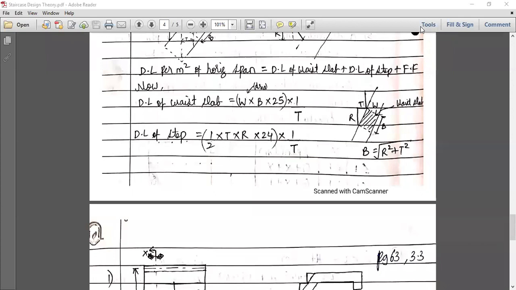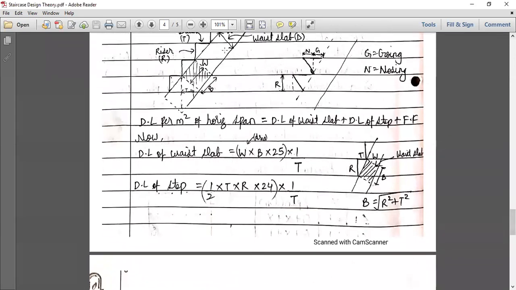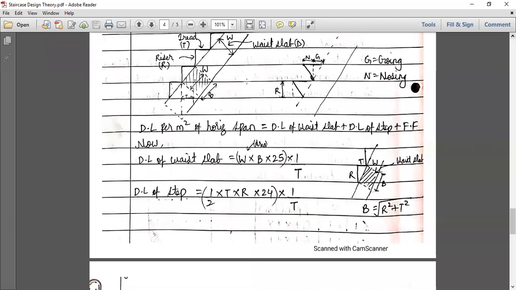Okay, Shorab ji, what is your doubt? So the total dead load on the staircase is the dead load of the waist slab and the dead load of the steps. Okay, so how will we find the dead load of the waist slab? I am finding the weight of this hatched portion. So for this hatched portion I have to multiply W into B with the density. I am trying to find it per tread, so hence I have divided by the tread. With the help of this I will get the dead load of the waist slab.